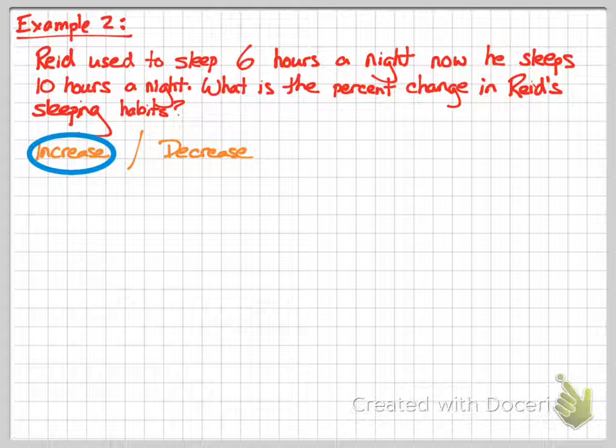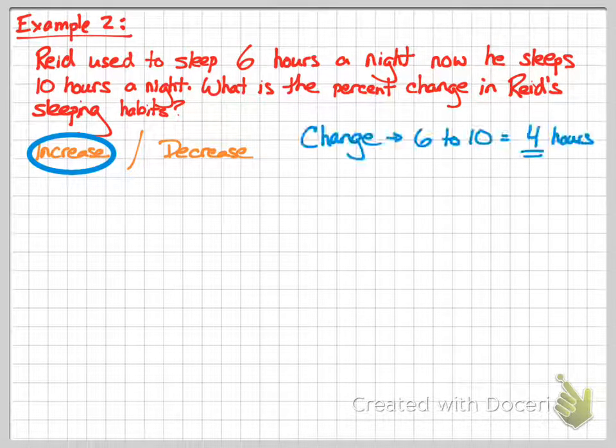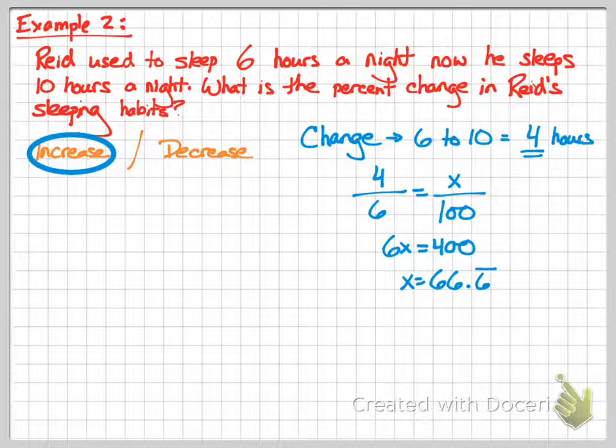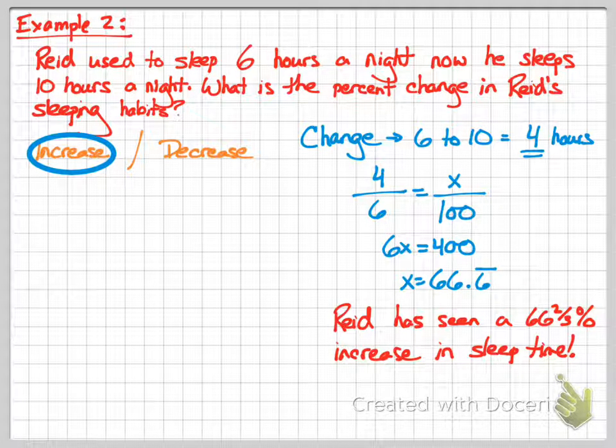We're still going to handle the problem the exact same way we did before. We're going to find the change from 6 to 10. That was a 4-hour change, and we're going to put that over the original amount. 4 over 6 equals x over 100. So you put the change over the original. So 6x equals 400, and x equals 66.6 repeating percent. Well, we don't have to change it, we have to add the percent sign, I should say. Reed has seen a 66 2/3% increase in sleep time. So that's a positive benefit for both you in getting the problem right, and for me, because my son is sleeping more.